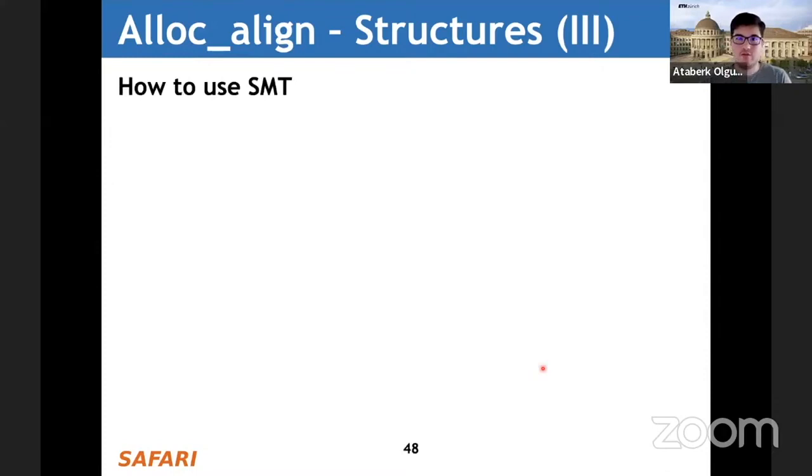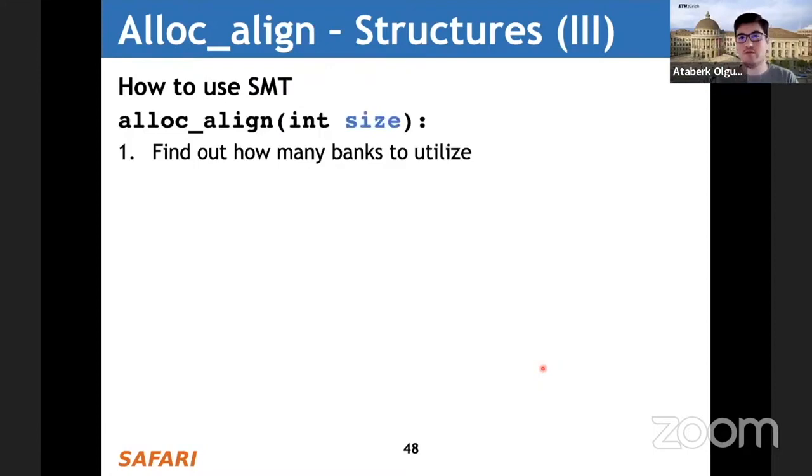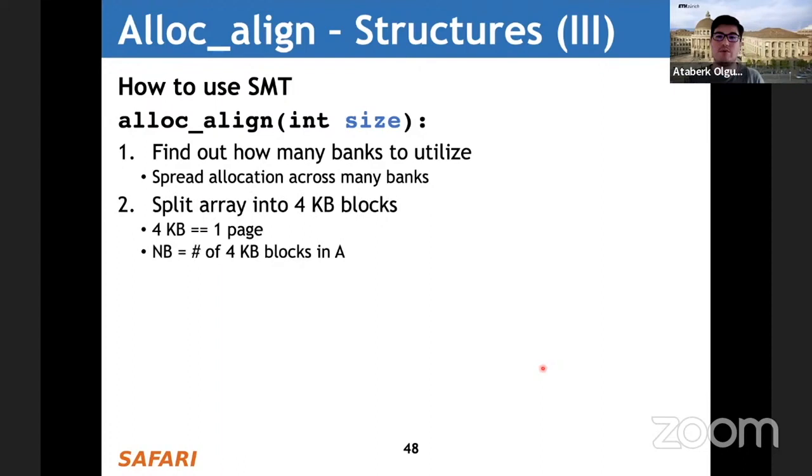So I will show you how we use the subarray mapping table first for an alloc-align operation. First, we will find how many banks we need to utilize, and you can find this by dividing the number of bytes you're allocating by how much data you can map to all rows, all banks in one row. So basically, size divided by number of banks multiplied by row size, and then we will spread the allocation across this many banks. And we will first split the array that we're allocating into 4 kilobyte blocks.